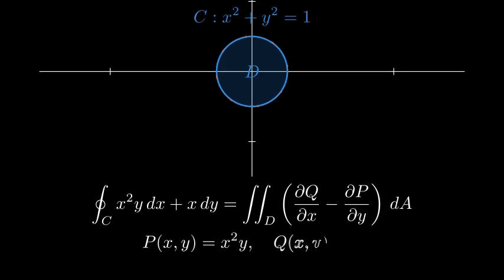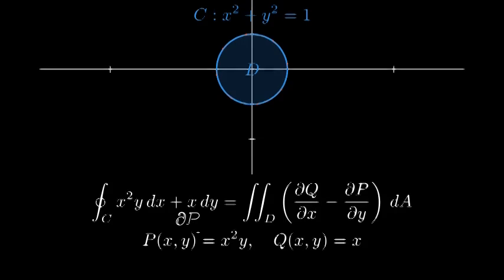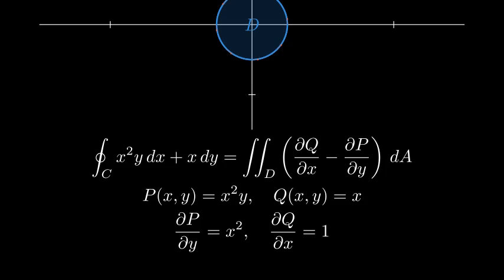Now we compute the partial derivatives. The partial derivative of P with respect to y is x squared. The partial derivative of Q with respect to x is 1. Substituting into Green's theorem, our line integral equals the double integral over D of 1 minus x squared, dA.